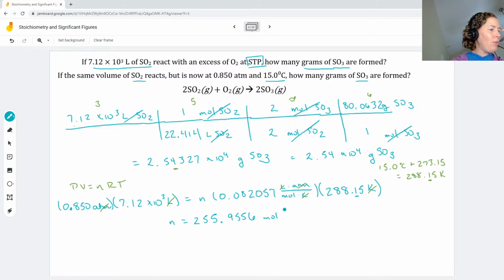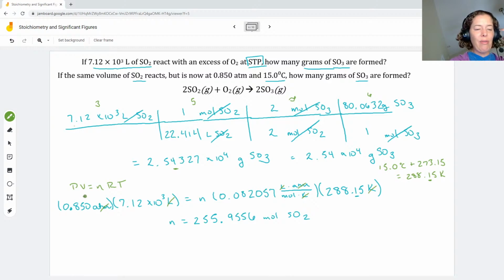This is moles of SO2. Now let's talk about remembering where our sig figs are. Again, I'm not going to round quite yet because we're not at the end of our problem. I'm just going to remind myself where the sig figs are. Because we're back to just multiplication and division, I'm just counting up sig figs.